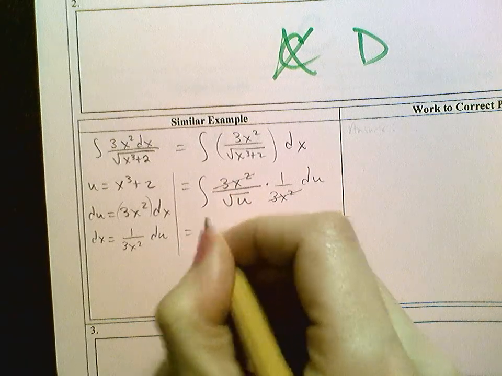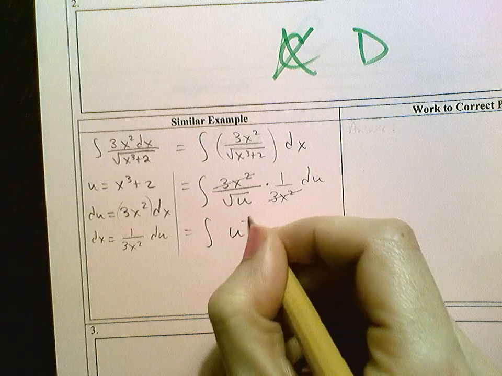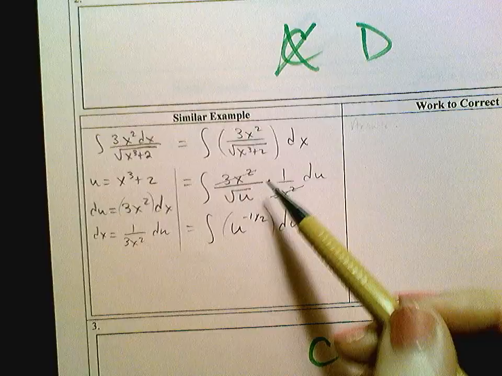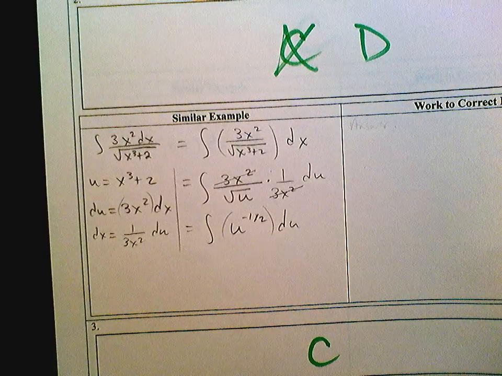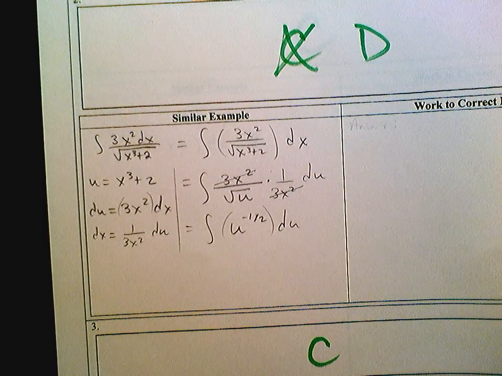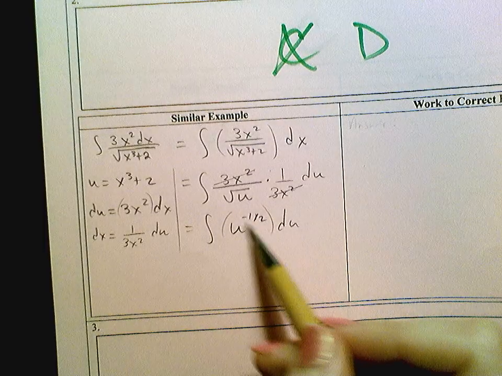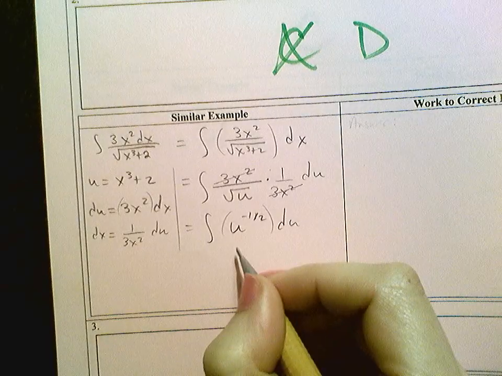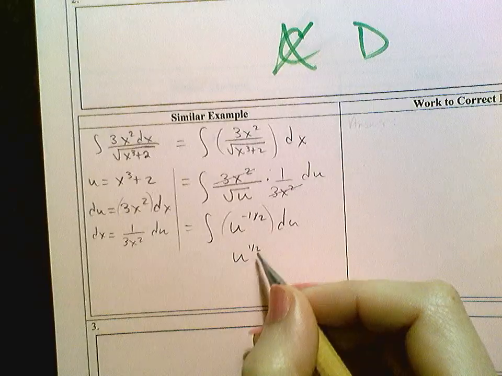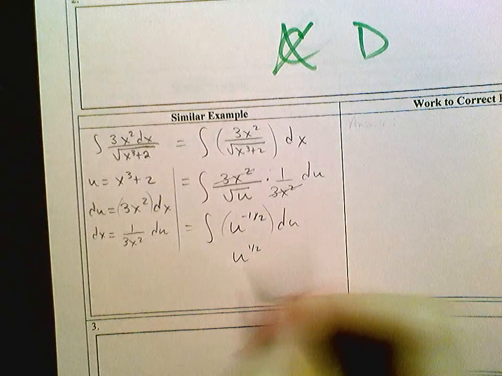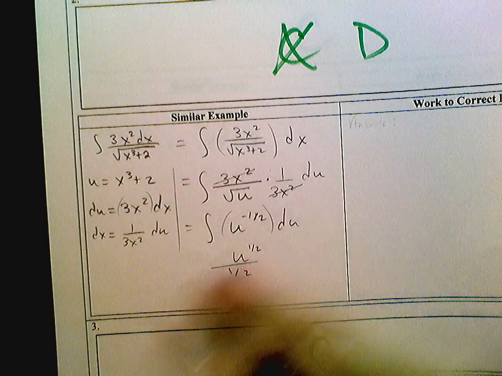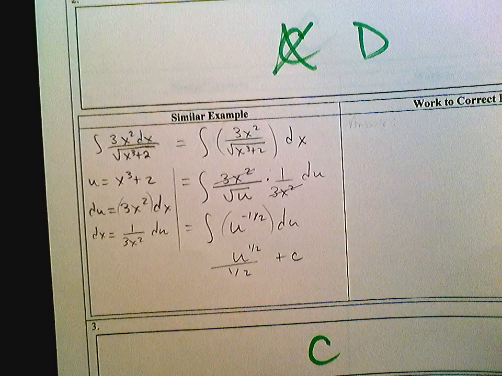Now I'm going to bring this down as u to the negative 1/2. And if I ever do something that's not clear, like if you don't know how I got from here to here so fast, pause the video and think about it. The goal is for you to understand absolutely every step that I take. Now I can do the antiderivative. I've got to add 1 to the exponent, so it is u to the 1/2, and then you have to divide by 1/2. And then don't forget the plus c.